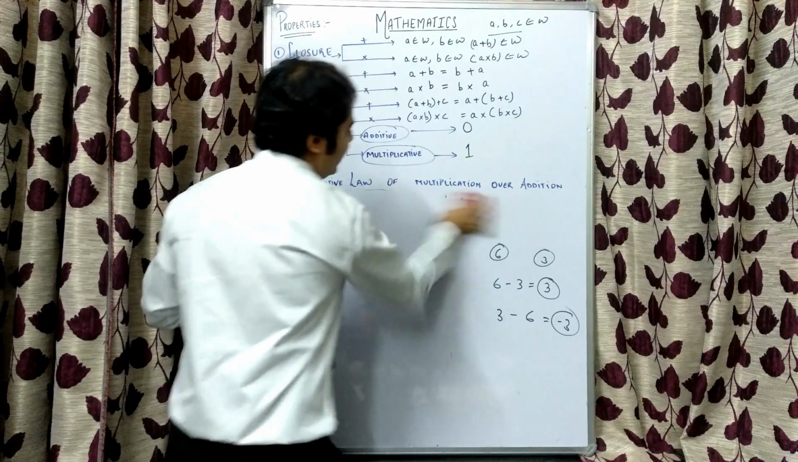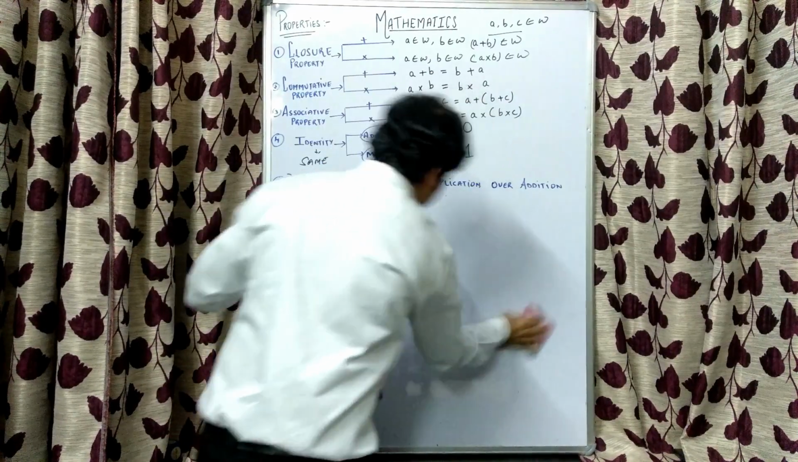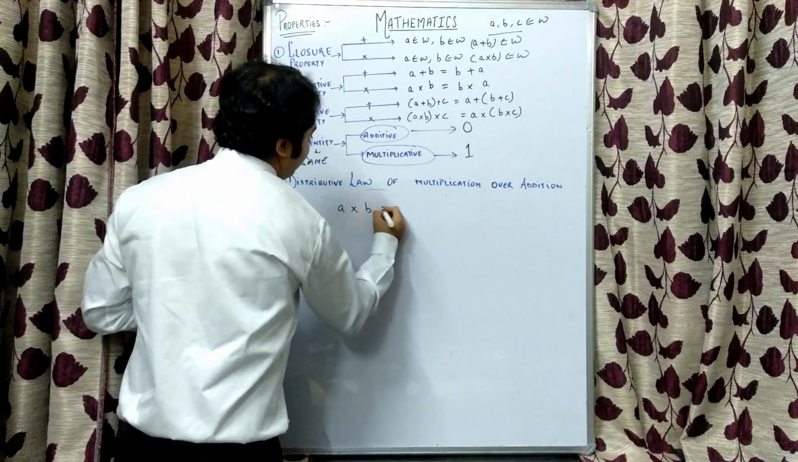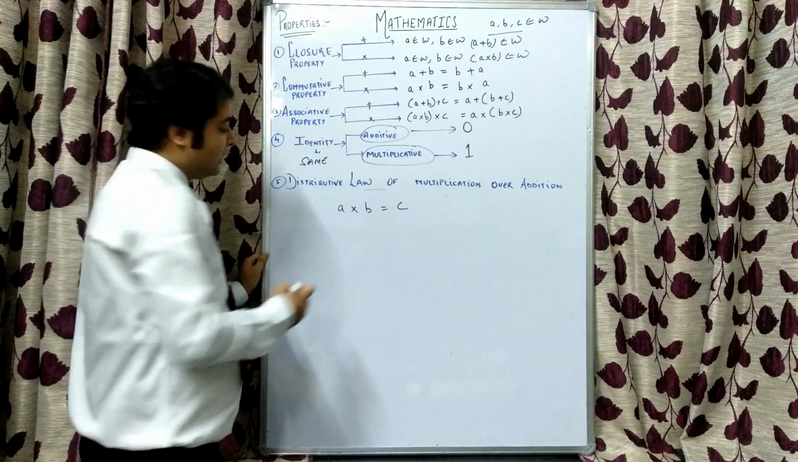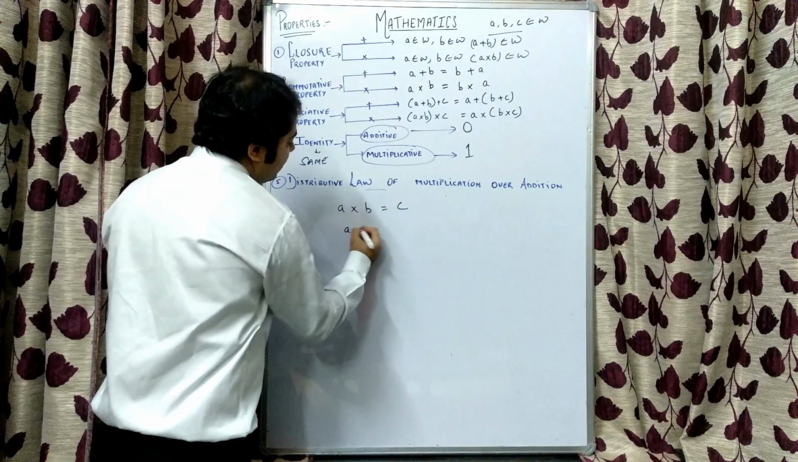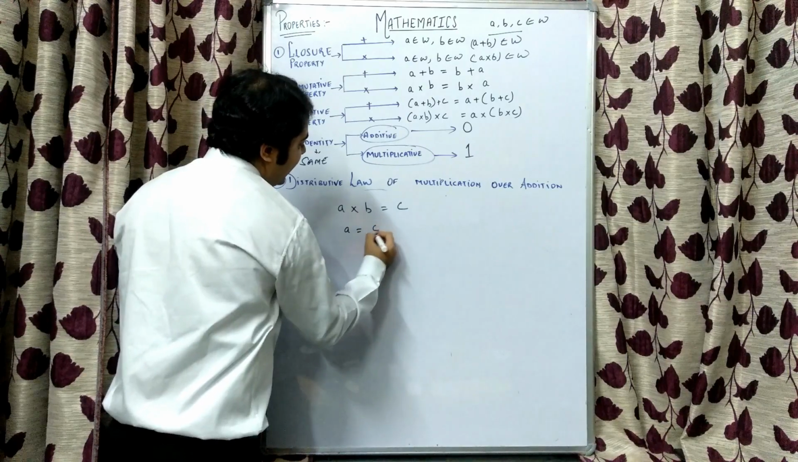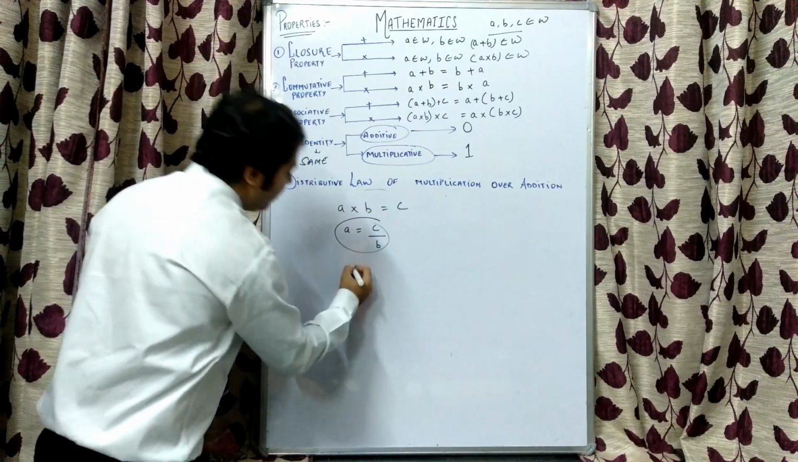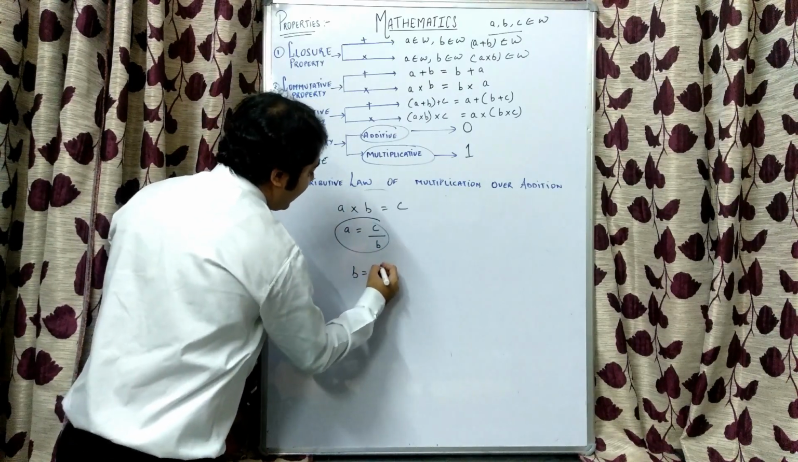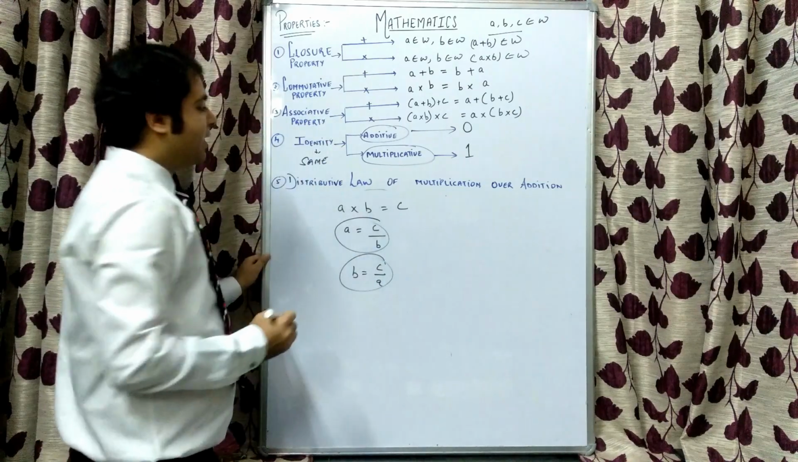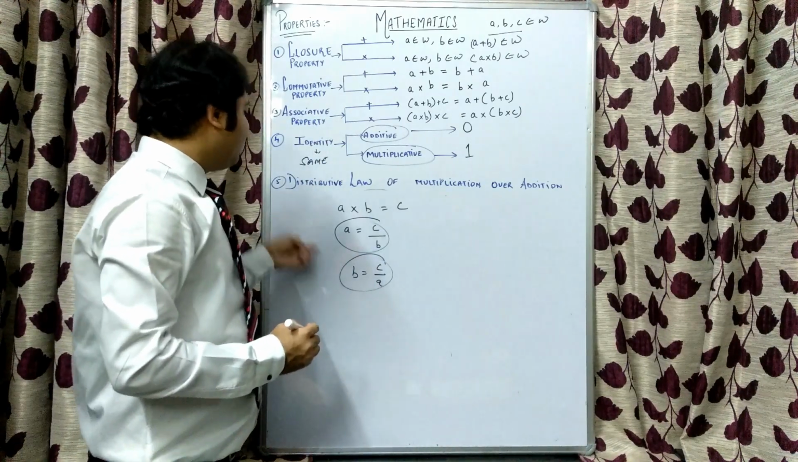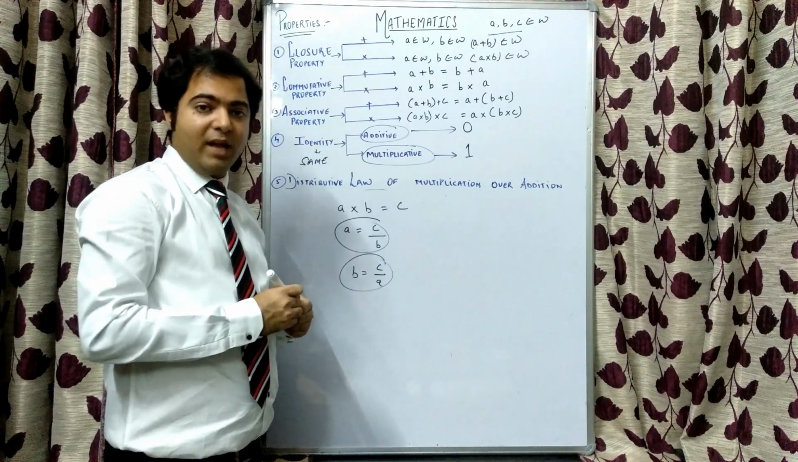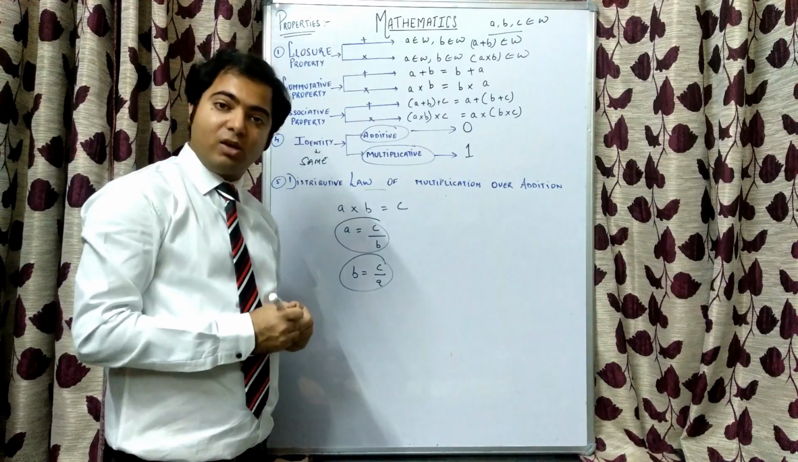For division operation, we can take the example like this. Suppose A into B gives C as a result. So if I need to find the value of A, A value can be determined by C divided by B. And if I need to find the value of B, then B will be got by C divided by A. Right? So in division, children, in our course we will be dealing with division algorithm. Now the question arises, what is division algorithm?